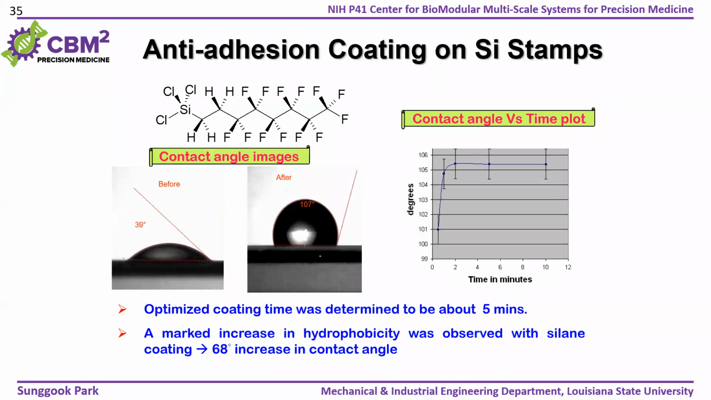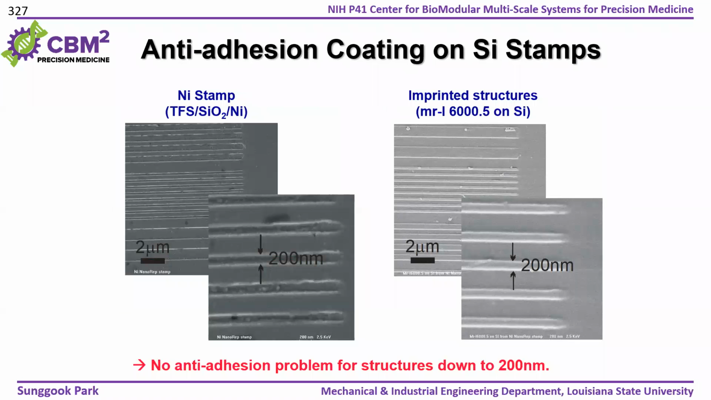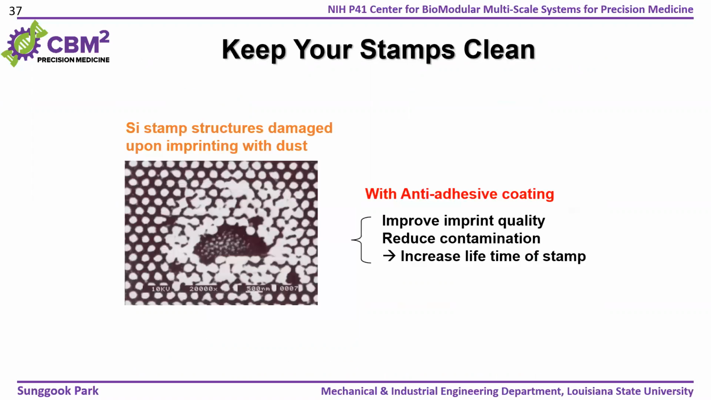Okay, and for silicon molds, you need to put so-called anti-adhesive coatings. And this is the molecule which is mostly used for a silicon stamp. So you basically make your surface hydrophobic, so that it will not stick to the substrate. That's one example, so I'll just skip this one.